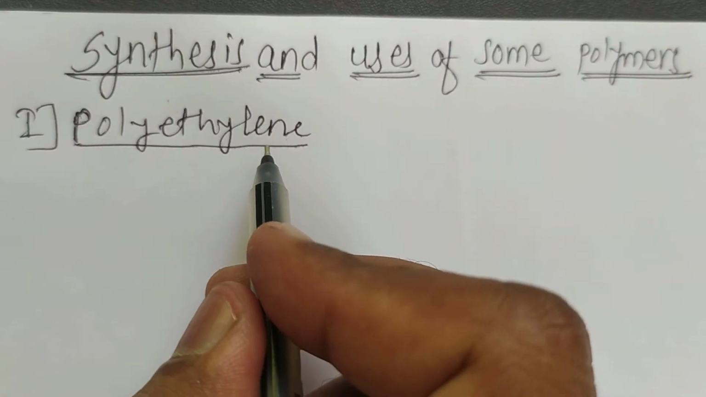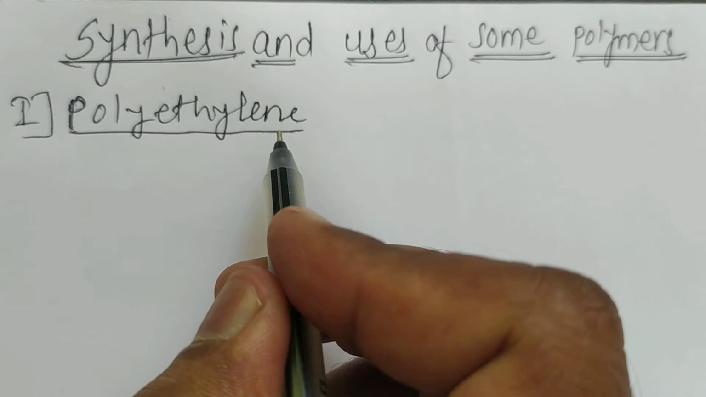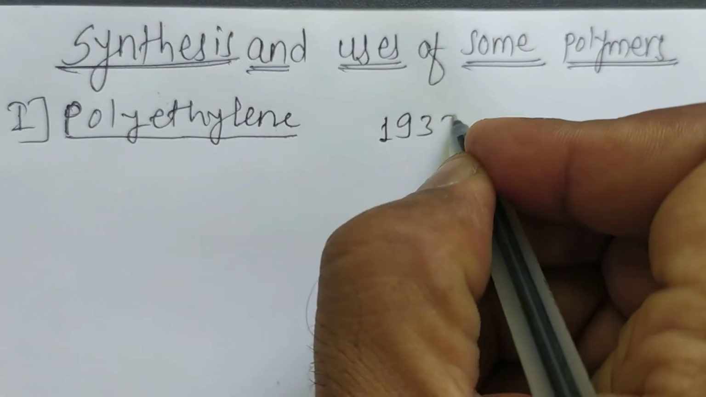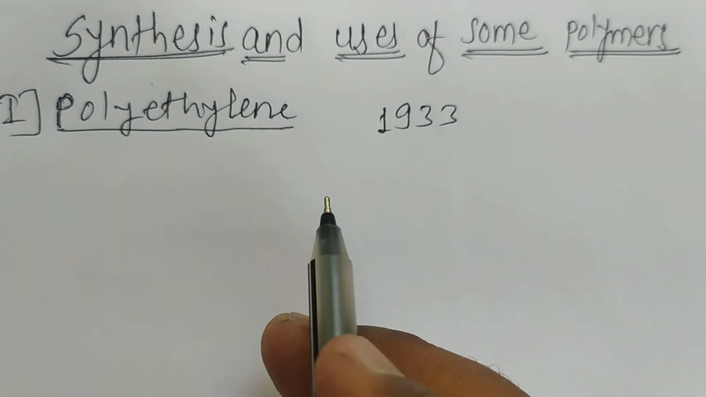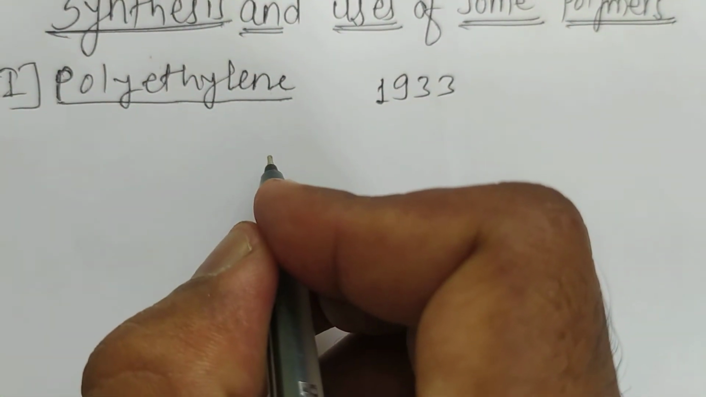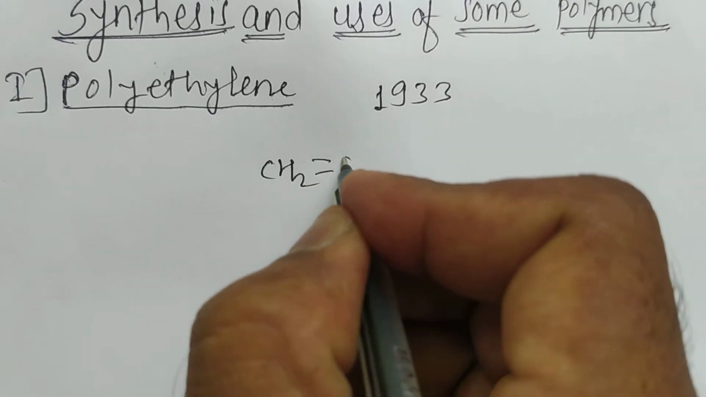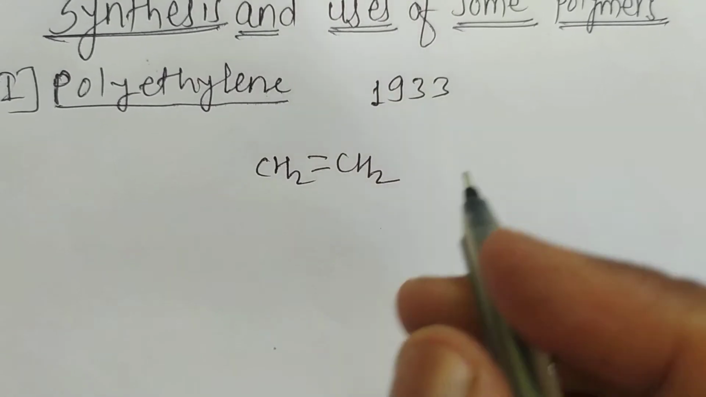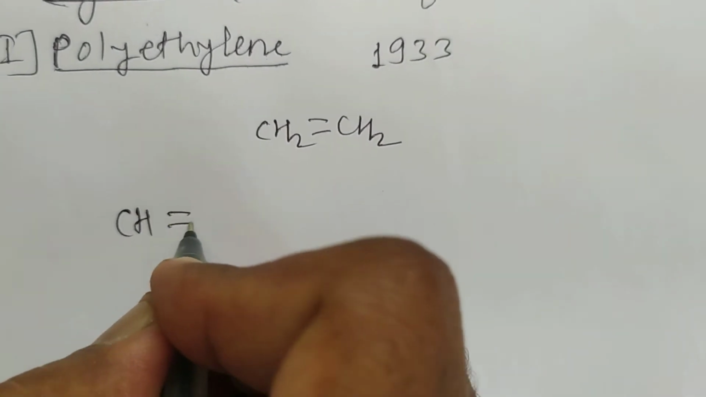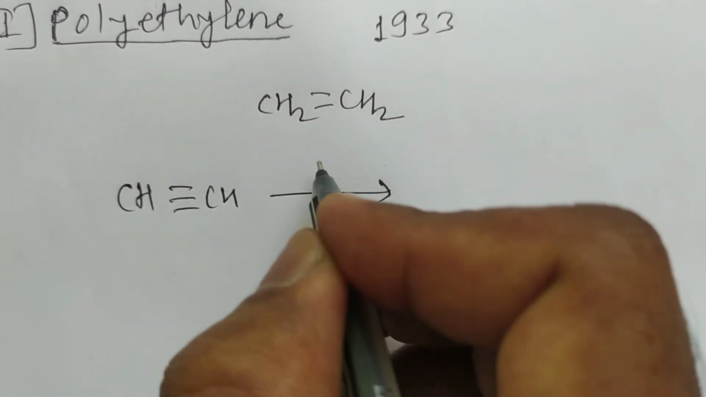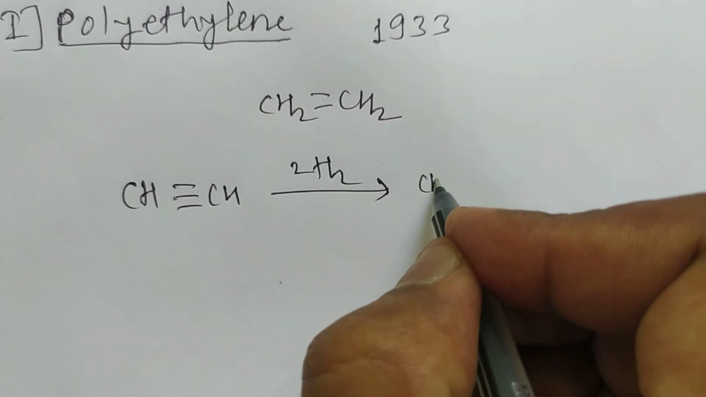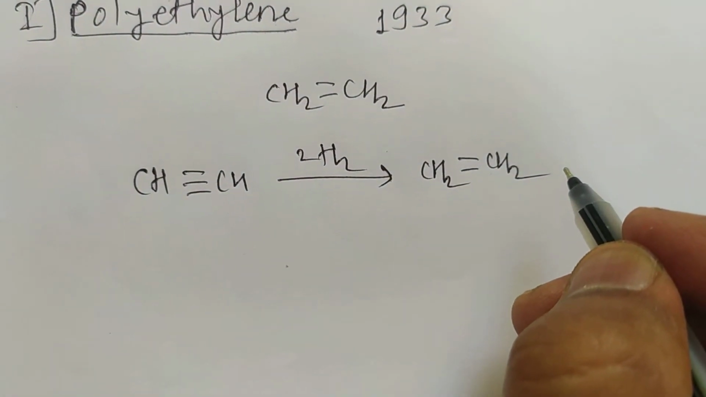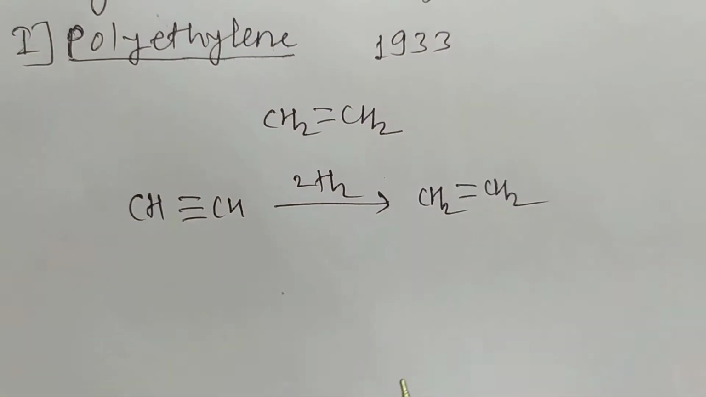This polyethylene or polythene is an addition type polymer which was first produced in England in 1933. In this reaction, the monomer used is ethylene, that is CH2=CH2, which is obtained by hydrogenation of acetylene. Means when acetylene undergoes hydrogenation, we can obtain ethylene as a monomer, or it is also obtained by dehydrogenation of ethanol.